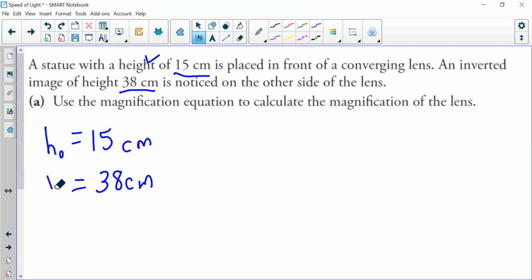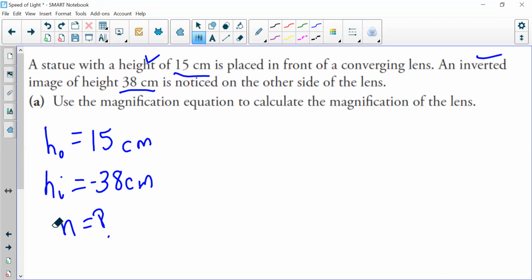Negative. How do we know it's negative? Because it's inverted. Good, it's inverted. All right, so that matters. And we're solving for magnification. Sorry, my board is really lagging again.